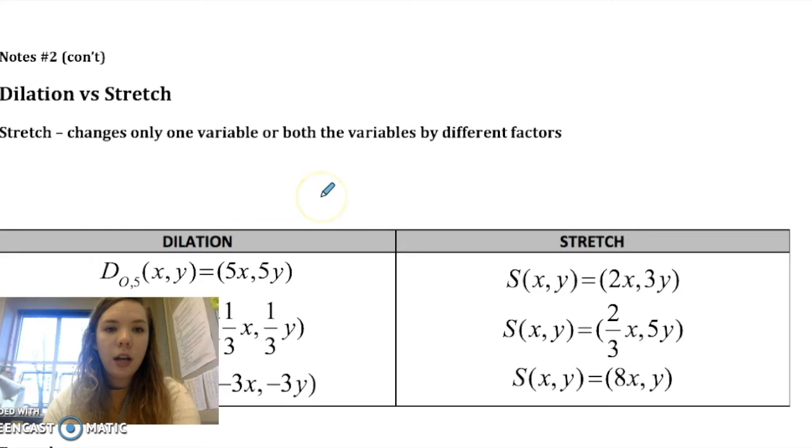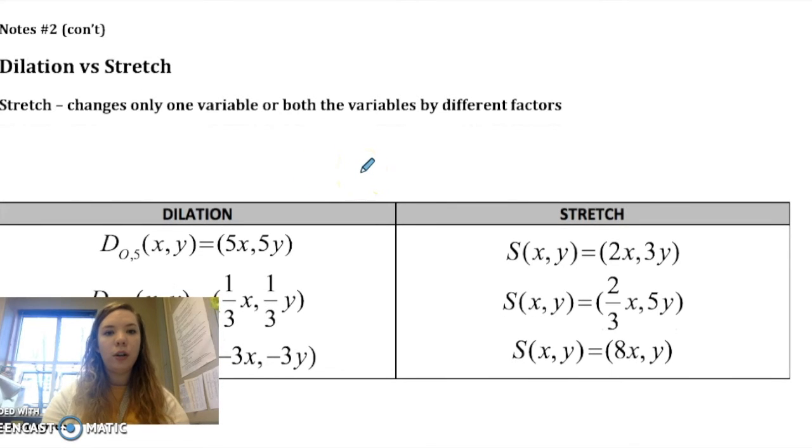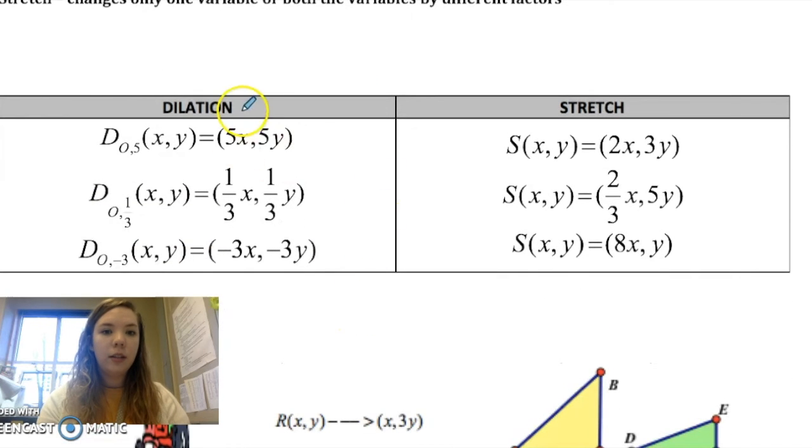Last page for today, dilation versus stretch. Stretch only changes one variable, but by different factors. So it could only be stretching it vertically or horizontally, whereas a dilation is doing the exact same thing to all dimensions. So a dilation would be consistent, so 5 times bigger, a third times, so a reduction, or this one would be 3 times bigger in a different direction. A stretch would be multiplying by different factors, so it almost kind of warps your shape. You're not keeping the aspect ratio when you are doing a stretch.